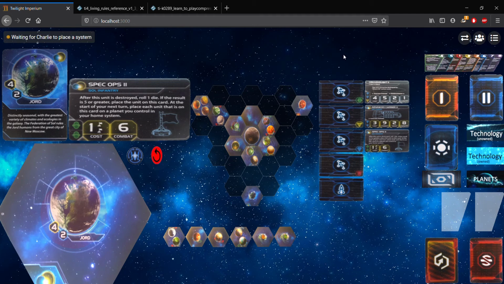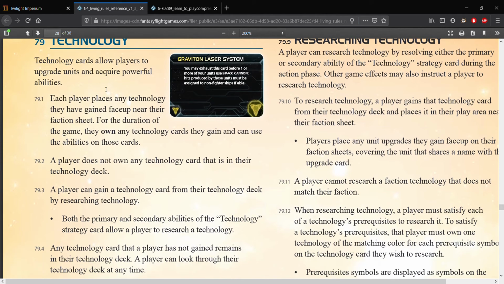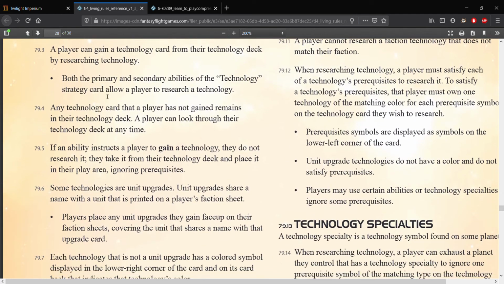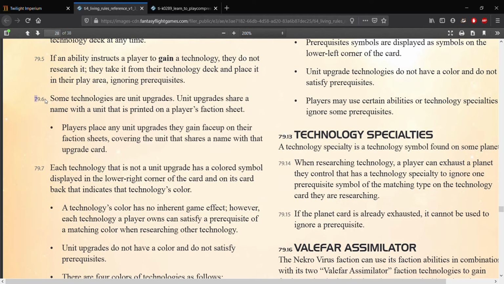So for today's video, I want to go over a really simple but subtle change, and it has to do with the technologies that are researchable. I have the living rules reference open here. And if we navigate over to the technology section, there's a key subsection, 79.6, that reads, some technologies are unit upgrades. Unit upgrades share a name with a unit that is printed on a player's faction sheet.